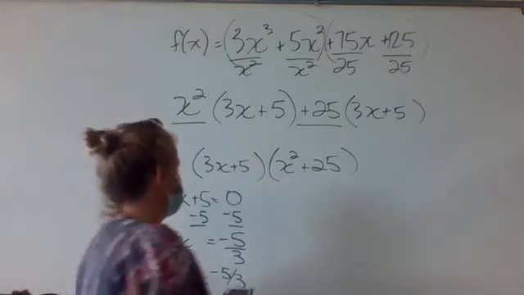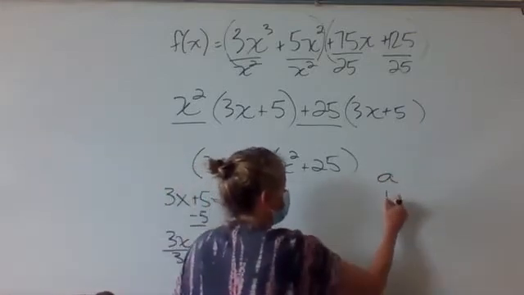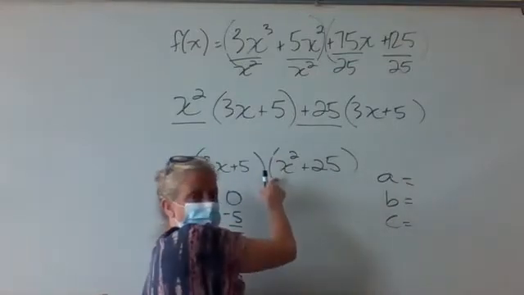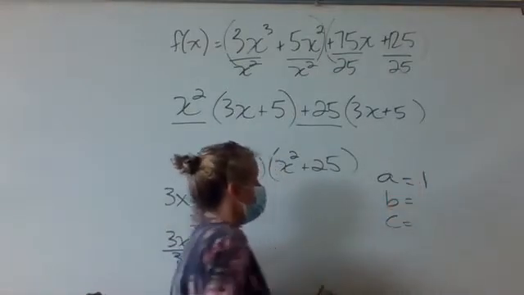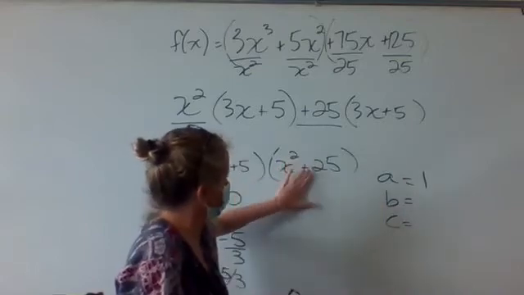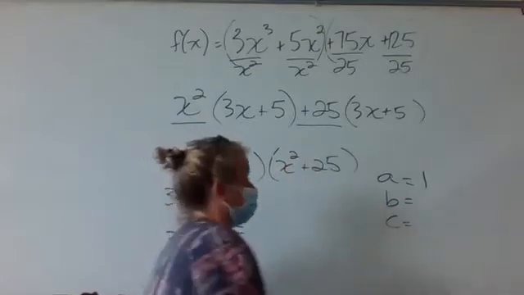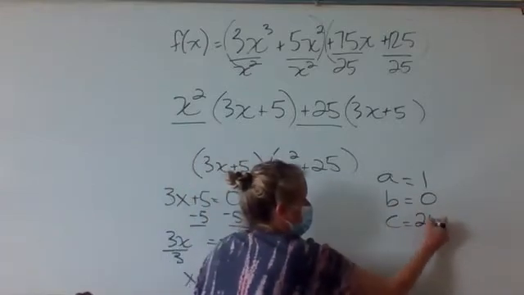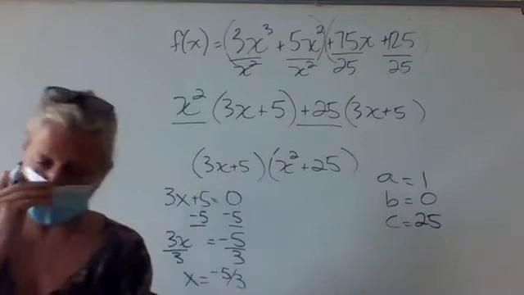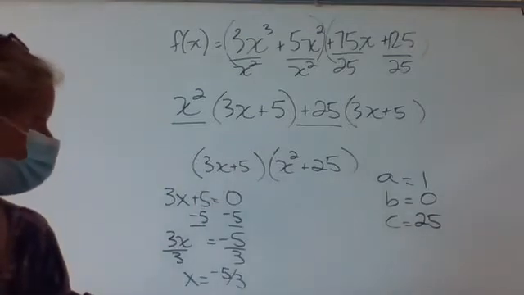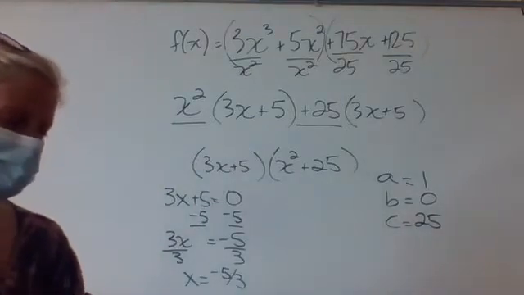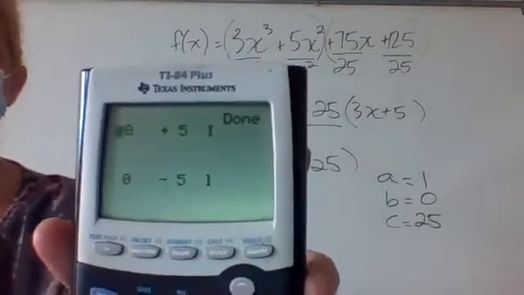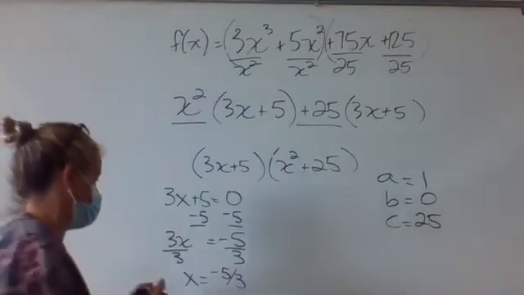Now be careful. Remember where to find your a, b, and c. A is the number in front of x squared, so it'll be a 1. B is the number in front of your x. The x is the term that's missing, so that's why your b is 0. Your c is your constant, which is positive 25. So there's your a, b, and c. So 1, 0, 25. So there are the remaining zeros, 5i and negative 5i.